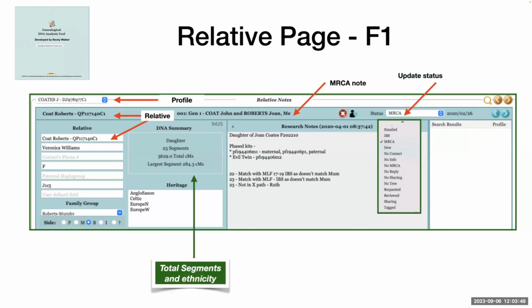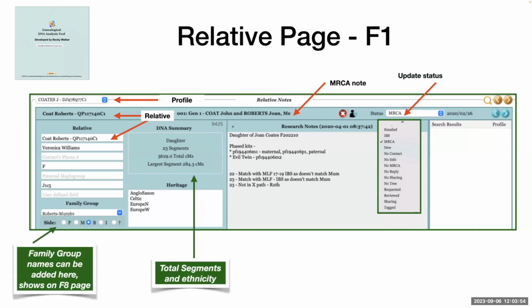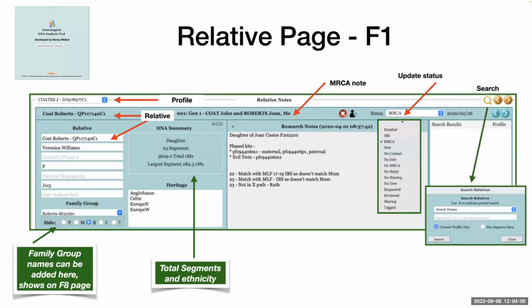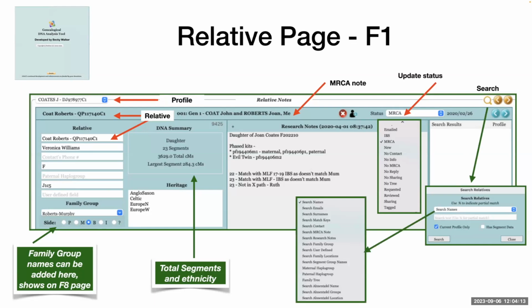The total segments and ethnicity are showing in that area there. And this is where we'd mark the family group. If you mark the family group here, it will show up on the F8, similar to what we were talking about with Barbara before. Another way to get to the search function is over here, and those different areas that you can search on are all coming through on the relative page. And this is a nifty thing I didn't discover for quite a while. This little plus here will put the date down there so you can write a little note.